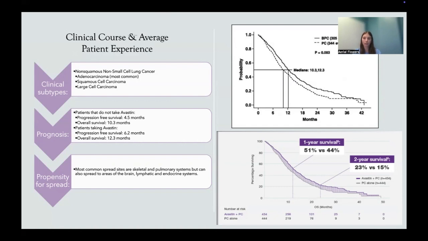For the propensity for spread, the most common spread sites are skeletal and pulmonary systems, but can also spread to areas in the brain, lymphatic, and endocrine systems. Patients taking Avastin can experience similar spread locations, but it ultimately depends on the overall patient's health and stage of cancer.